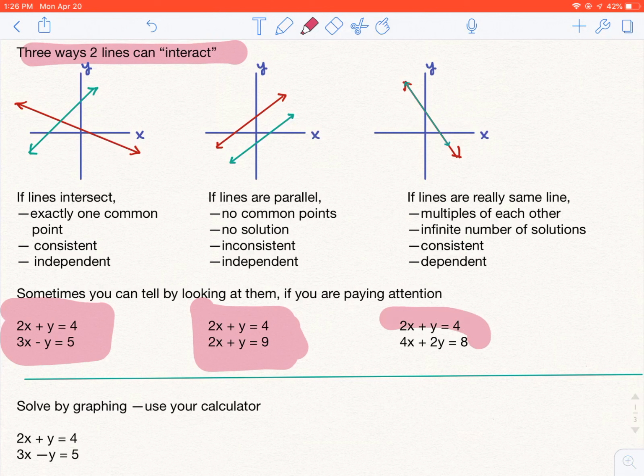And then this last one here, notice the 2x and 4x, so the 2 got doubled to 4, the 2y was a double of y, and the 8 was a double of 4.